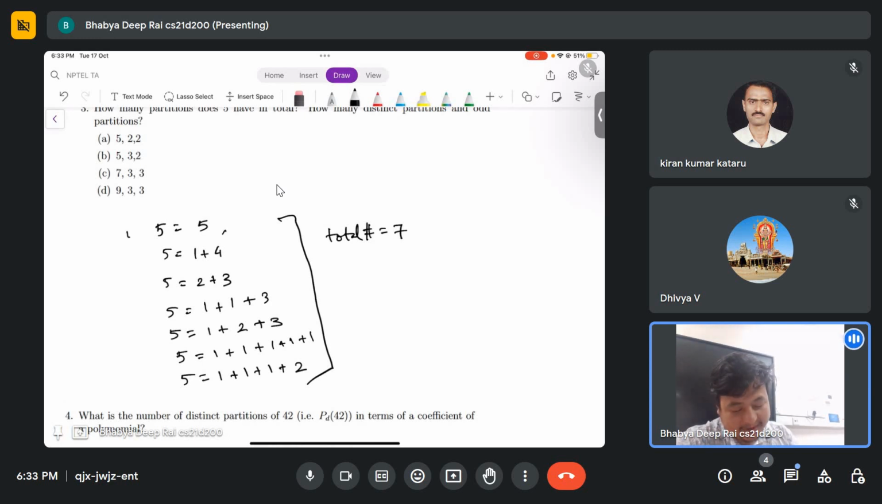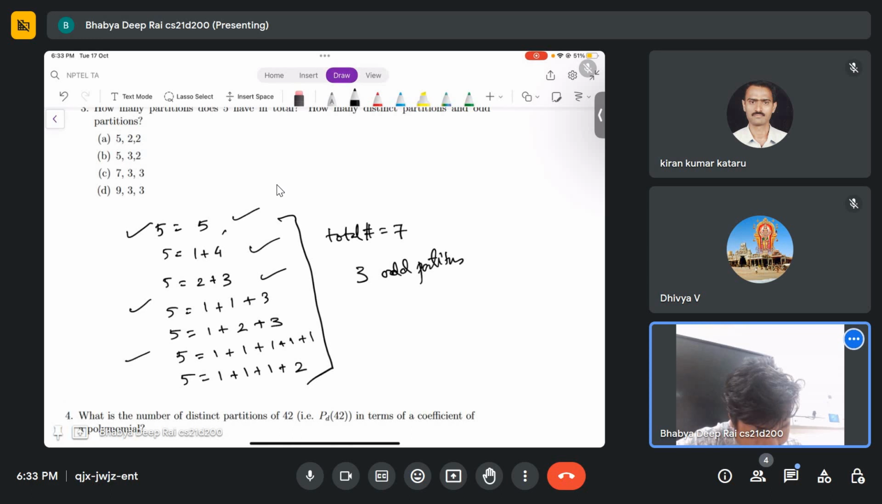How many odd partitions are there? This is odd, and this is odd. This is odd. 3 odd partitions. And let us look at distinct partitions. Well, this is distinct. This is distinct. This is distinct.